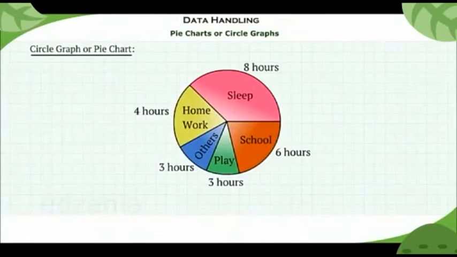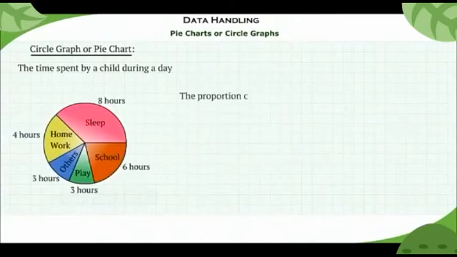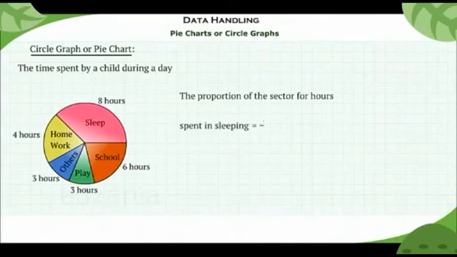Here we have a circular representation of data. This graph shows the time spent by a child during a day. In the given graph, the proportion of the sector for hours spent in sleeping is equal to the number of sleeping hours over the whole day. That is equal to 1/3 of the whole day. So in the circle graph, 1/3 part of the circle is drawn.